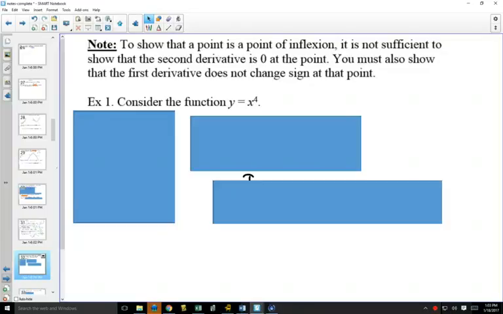So it's important to note here that if we want to show that something is an inflection point, it's not good enough just to show the second derivative is equal to 0. That's a key starting point, but it's not enough to just do that. You also have to show that either the first derivative does not change sign at that point, or that the second derivative changes sign from positive to negative.